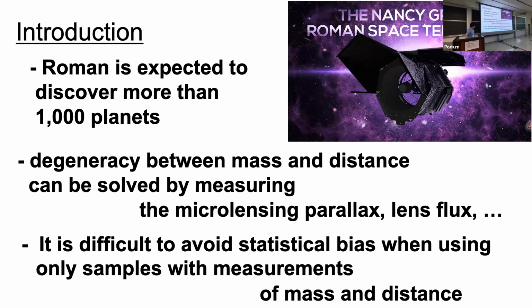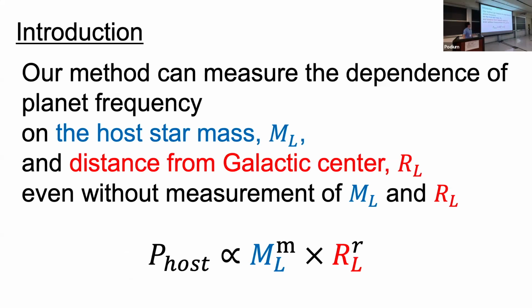So if we use a planetary sample with mass measurement, we can measure the host star mass dependence of planet frequency directly. But it is very difficult to avoid statistical bias when using only samples with a measurement of the mass and distance. So it is very important to use all samples, even without the mass measurement, to avoid such statistical bias. And we developed a method that can measure the dependence of planet frequency on the host star mass ML and the distance from the galactic center RL, even without the measurement of ML and RL.